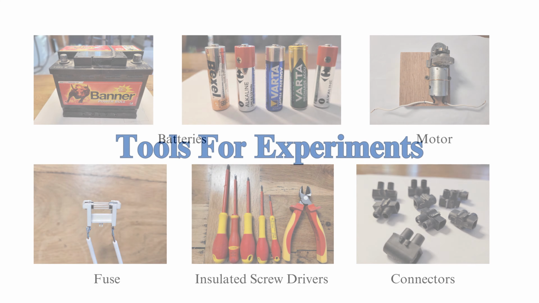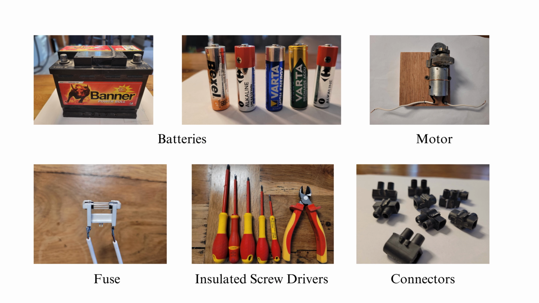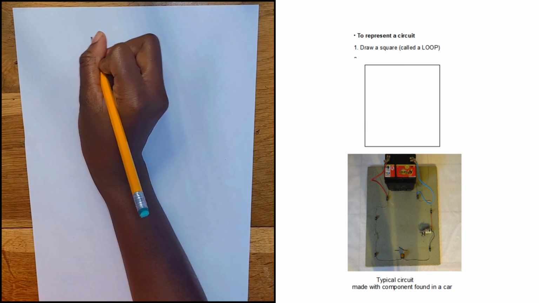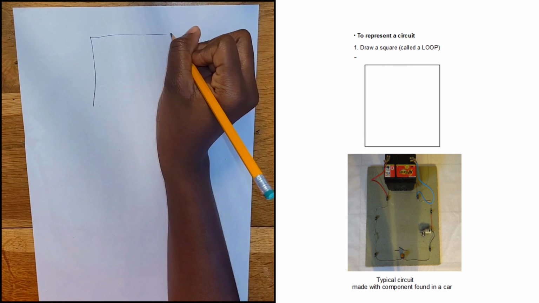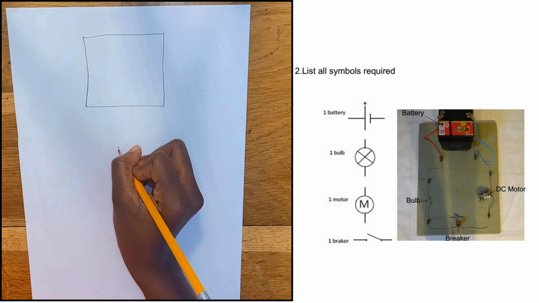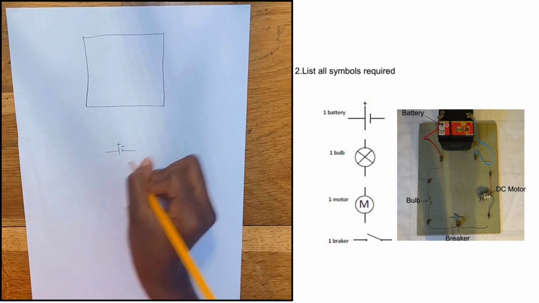Tools for experiments: batteries, motor, fuse, insulated screwdrivers, connectors, insulated wires, bulb, resistors, switch or breaker, and multimeter. Knowing what we need in conducting electricity, let's try to represent a circuit. Now draw a square called a loop. List all symbols required, that is battery, bulb, motor, and breaker.